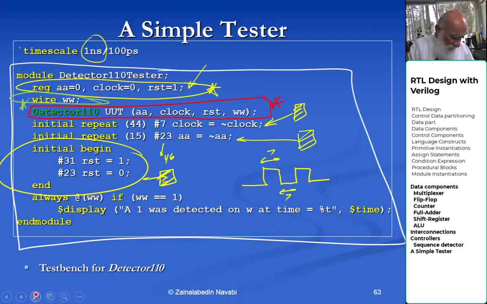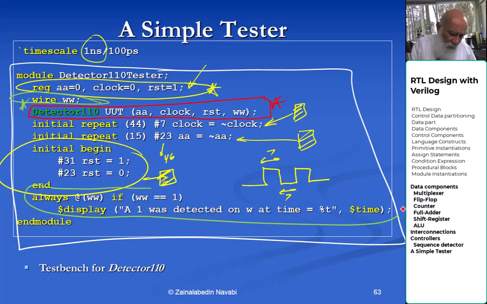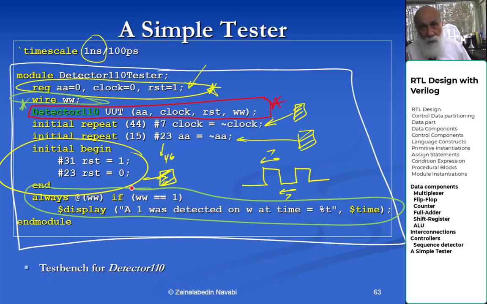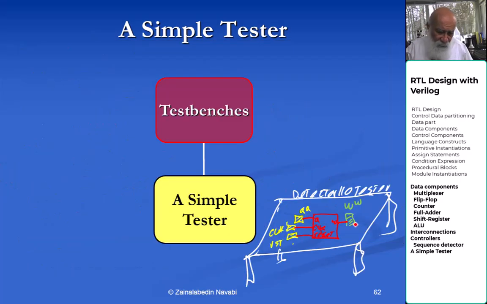And how about my output? The output actually is going to be observed on the waveform of the simulation output anyway, but I can also have an always block to wait for the output to become 1. When it becomes 1, it reports. Display is a way of reporting: a 1 was detected on W at time such and such, and output the time that W becomes 1. And this corresponds to this green box over here.